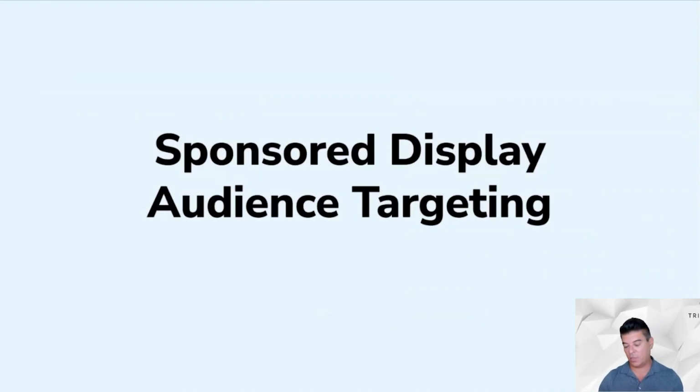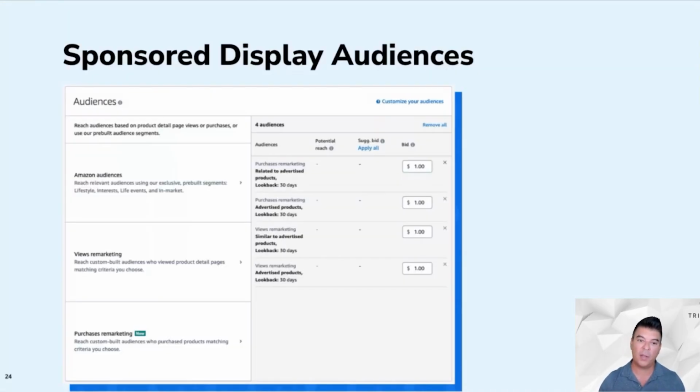So next, we're going to dive into the sponsored display audience targeting. So I'm going to again pop into Amazon for this, but primarily it's another way of using sponsored display. Instead of just using contextual targeting by either category or direct ASINs, you're basically using audience segments, and they're broken up into a couple different ways.